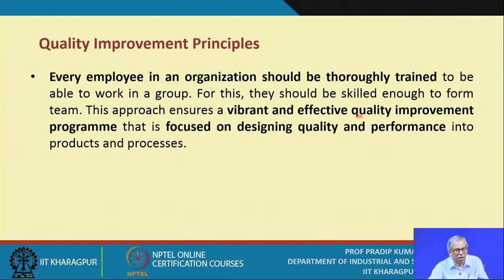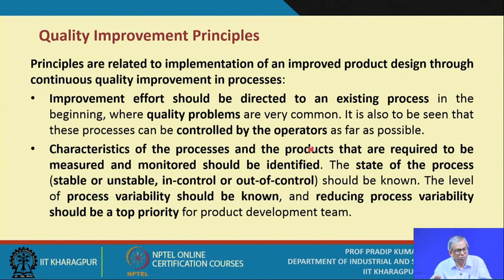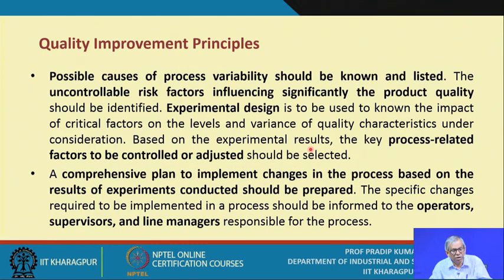Okay, so I think that most of the important principles related to quality improvement we have highlighted. There are certain principles related to implementation, like the improvement effort should be directed to existing processes. That is the first. The second one is that the characteristics of the process and the products that are required to be measured and monitored should be identified, and possible causes of process variability should be known and listed. This is an important exercise. Later on, when we take up the actual quality improvement exercises or problems, we'll highlight this part.